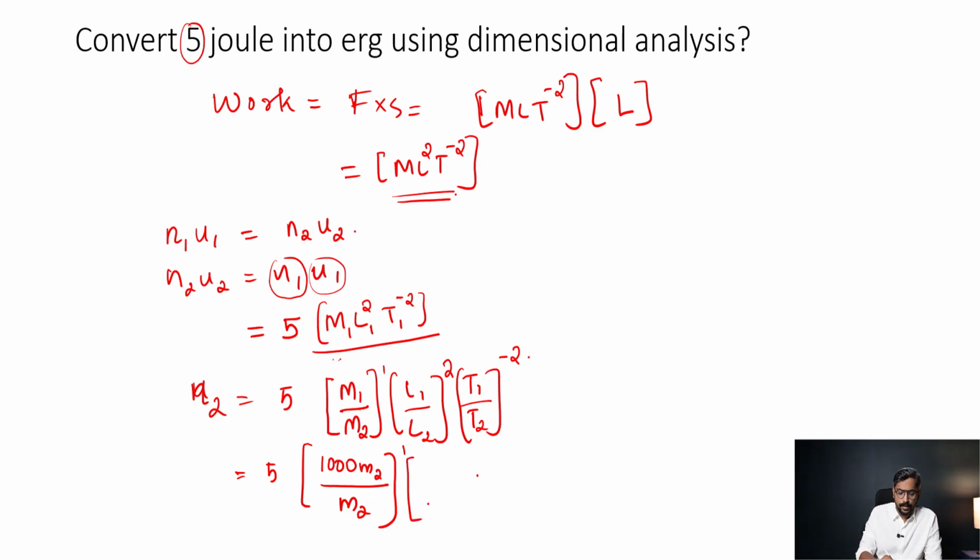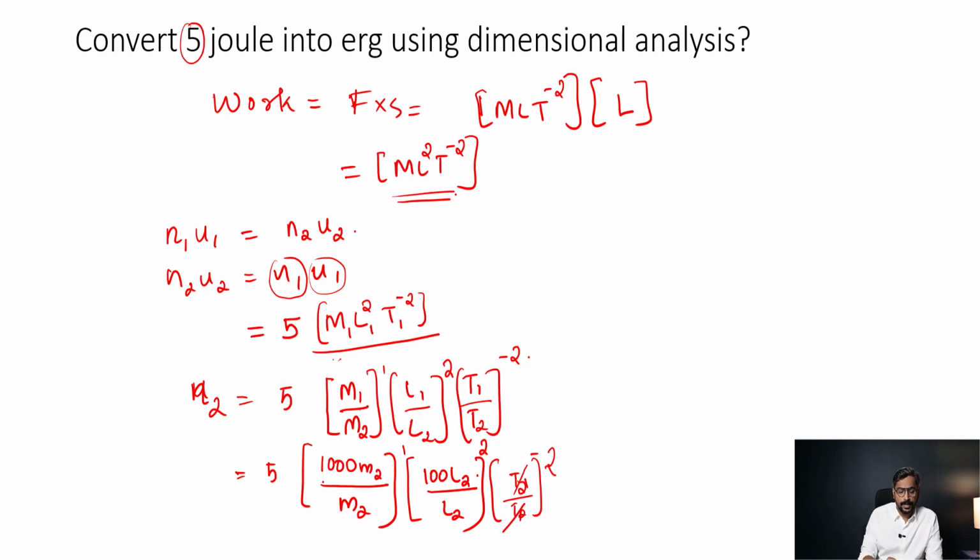Next, L1 is 100 L2, so L1 divided by L2 is 100, because 1 meter is equal to 100 centimeter. And in this case, it is raised to 2. And time in both cases is the same, second only, so they cancel out each other, raised to minus 2.